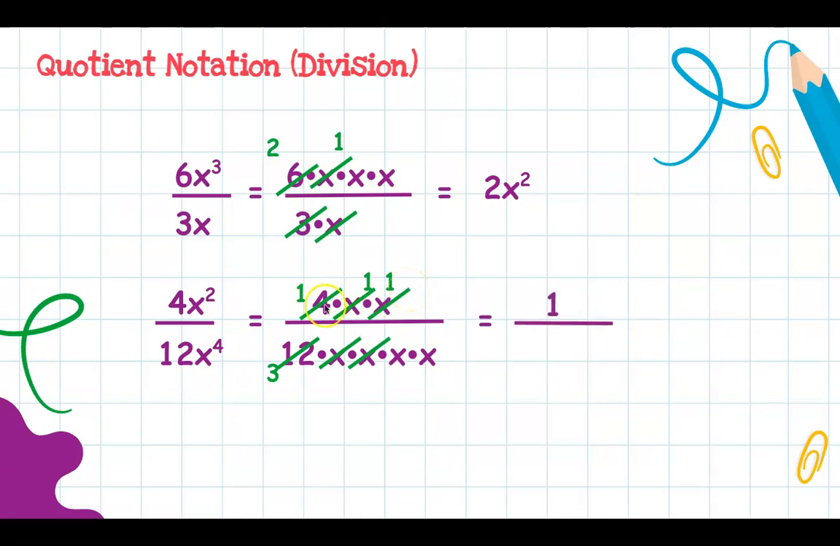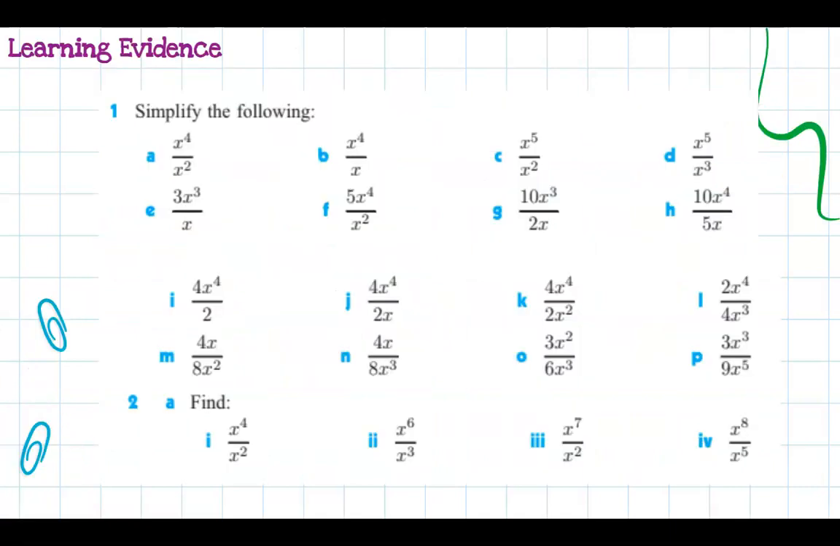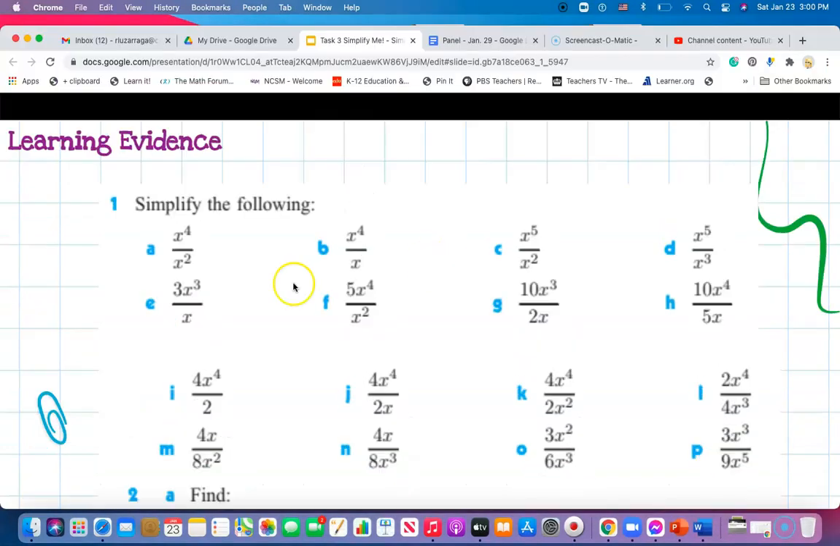I write the line. Then I can do 3. Okay, we have 3 and then 2 x's in multiplication. So that will be 1 out of 3x squared. Okay, that's it. And after this is the learning evidence. And so now go to your notebook and then complete the learning evidence.